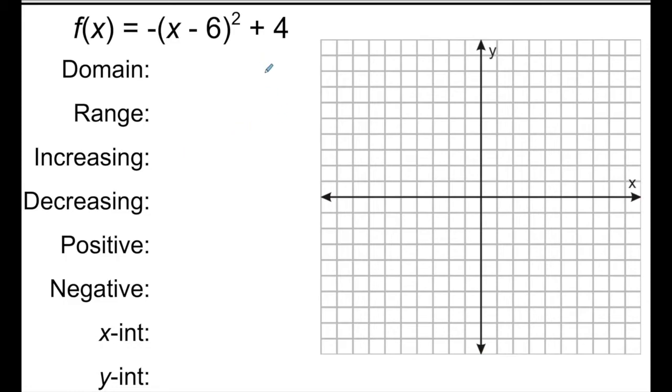All right, so I'm going to make a table here. All right, and what we know about vertex form by this point is what am I going to start by plugging in for x? I'll start by making x equal to 6, which makes y equal to 4. So I have 6.